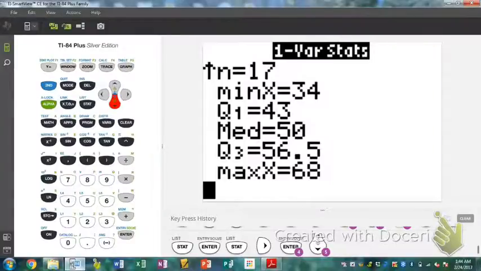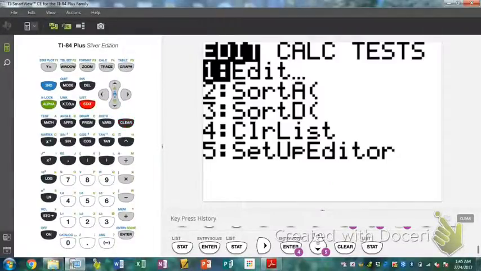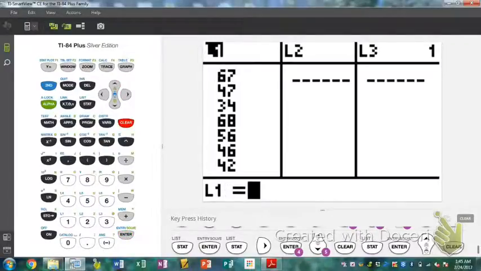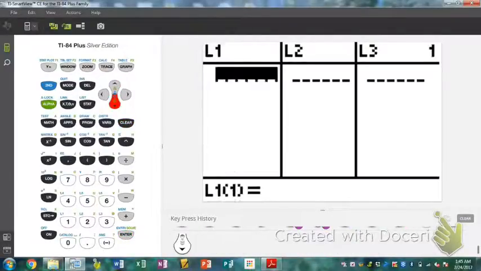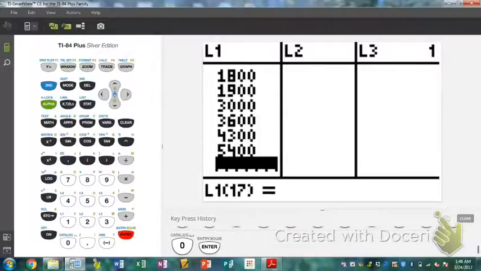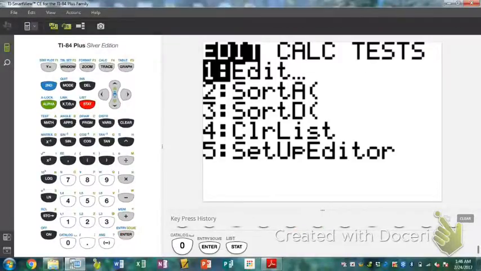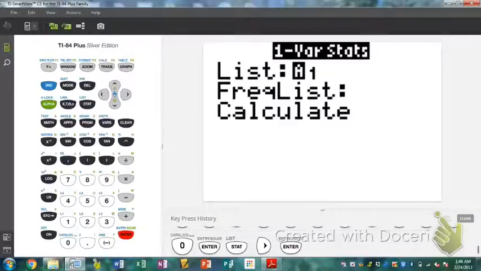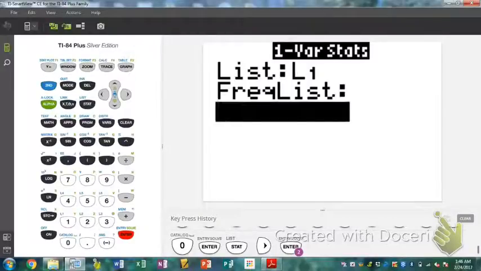So I'm back to my calculator. I'm going to clear my old data. I'm going to go to Stat, Edit, Up, Clear, Down, gets rid of my data there. And now I've got to punch in my new data. Again, I'm not going to make you guys watch me punch all that in. So there are all my numbers typed in. We go to Stat again. We're going to go over to Calculate. Pressing that right button, going to Calculate. We need one variable stats again. Enter. Enter again till you see your list.